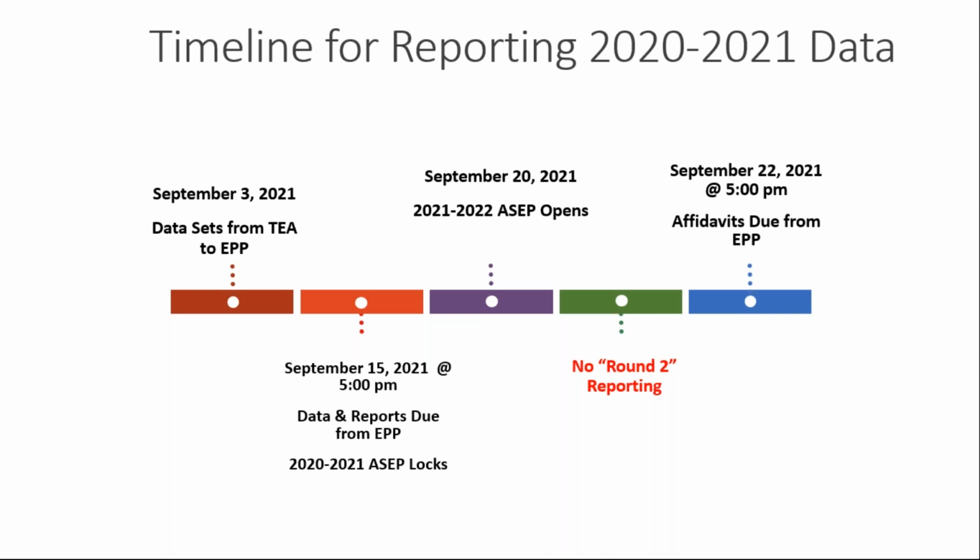TEA education specialists will review your data to ensure all data is there, and then your affidavit of data accuracy is due no later than 5 p.m. on September 22nd, 2021. The 2021 ASEP will not unlock again for round 2 of corrections, which is different than in past years. Please be very careful and deliberate about ensuring data accuracy. Admissions, finisher records lists, and observations are all in the ASEP menu. After ASEP is locked, you will not be able to go back and enter any data into the locked year.